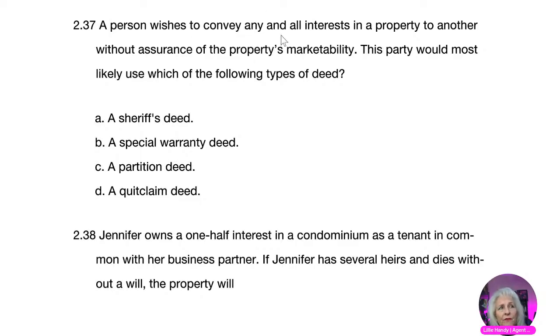So a person wishes to convey any and all interest in a property to another without assurance of the property's marketability. Okay, so they're not checking into how it's going to sell or if there are any liens or anything like that that would prevent it from going to someone else. So what kind of deed would they be doing? The answer here to 37 is a quitclaim deed. A quitclaim deed has no protection, no warranty, like a special warranty deed or a normal general warranty deed, where there is insurance by a title company if the buyer requests it.